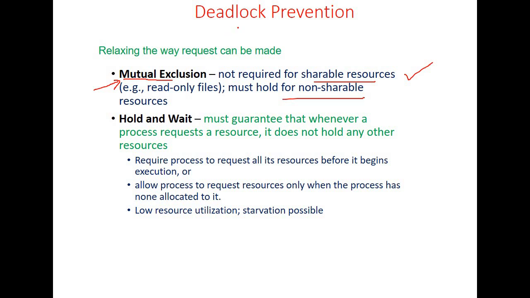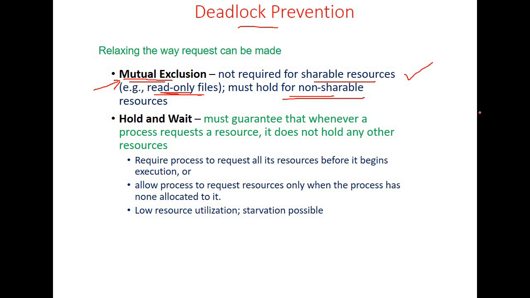Similarly, here in order to prevent the deadlock, the mutual exclusion condition can be eliminated for shareable resources. The mutual exclusion condition must be applicable only for the non-shareable resource. What is meant by a shareable resource? A read-only file is a shareable resource. For example, if there is a read-only file, if any number of processes make use of that read-only file, it is not going to be affected. So any number of processes can make use of the read-only file at a time. So this is a shareable resource. Read-only file is a shareable resource.